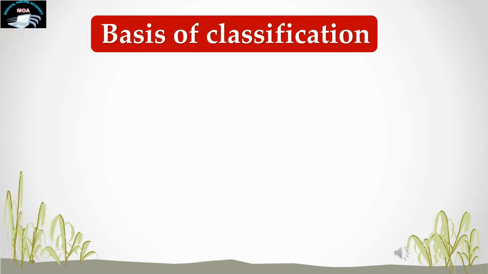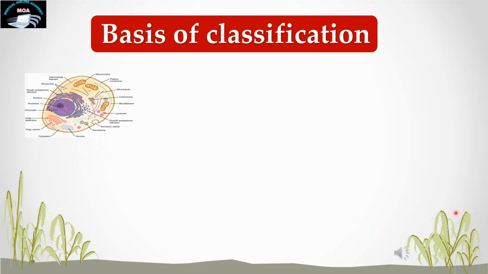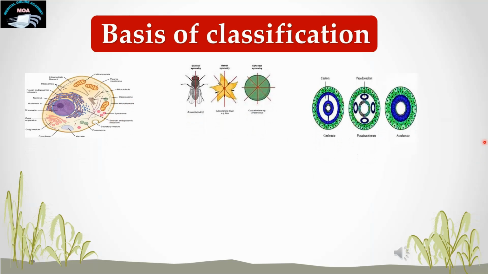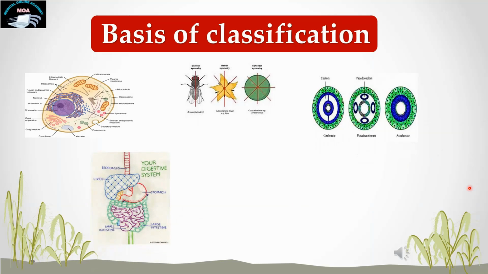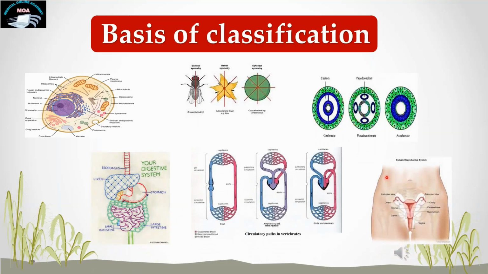Even though animals are different in structure and form, there are fundamental, common features. For example, arrangement of body cells, symmetry in body parts, nature of coelom, patterns of digestive system, types of circulatory system, and reproductive system, etc. These features are used to classify animals into various levels.